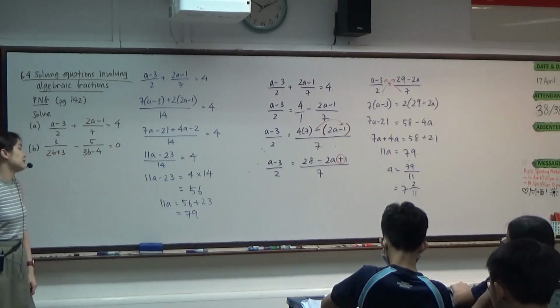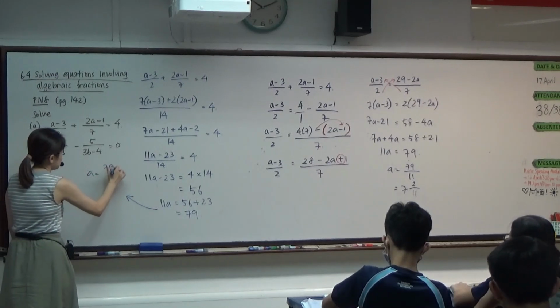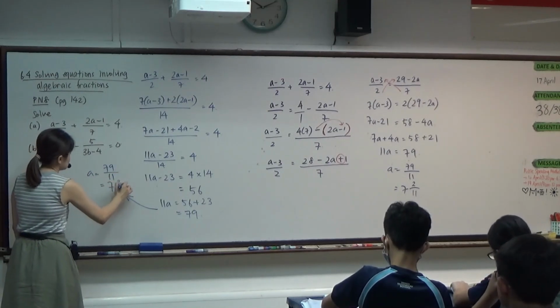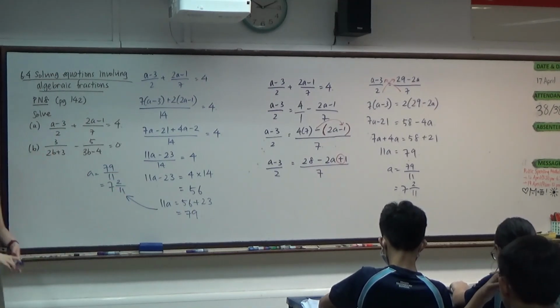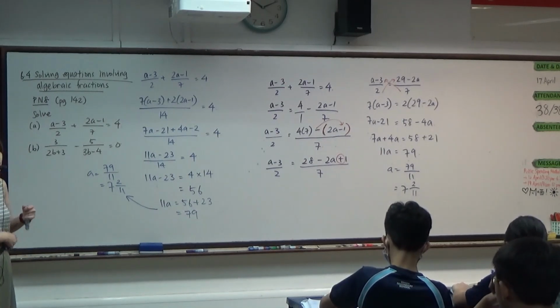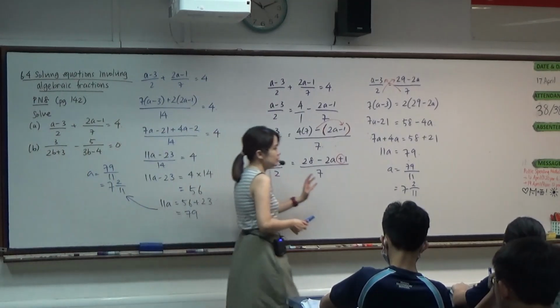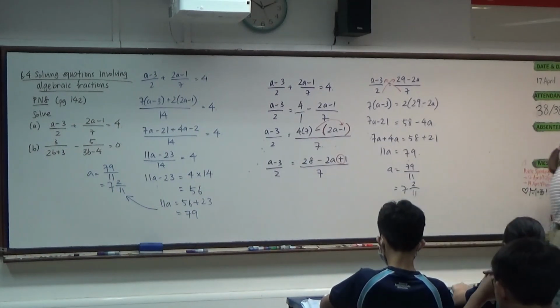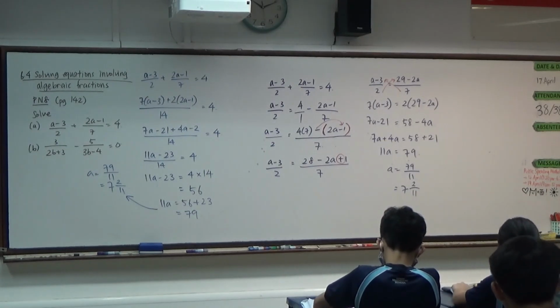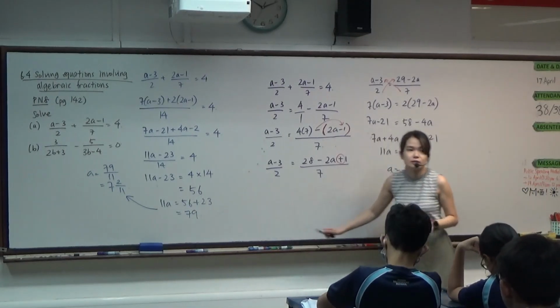So again, we get 11a equals 79, and a equals 79/11. Okay, so I'm demonstrating to you two ways for us to combine into a single fraction so that we can do cross multiplication. Are there any questions at this juncture?